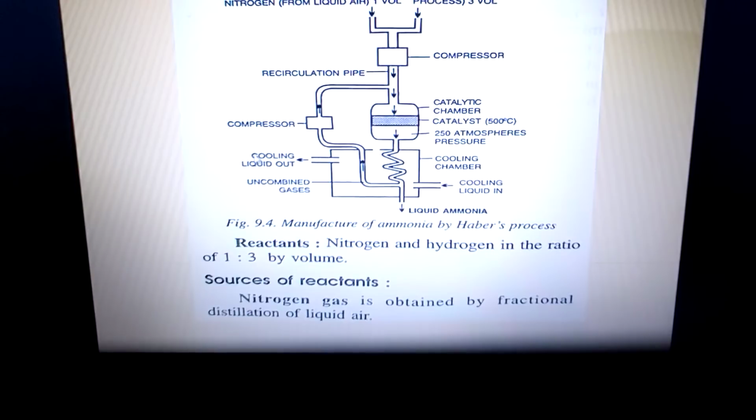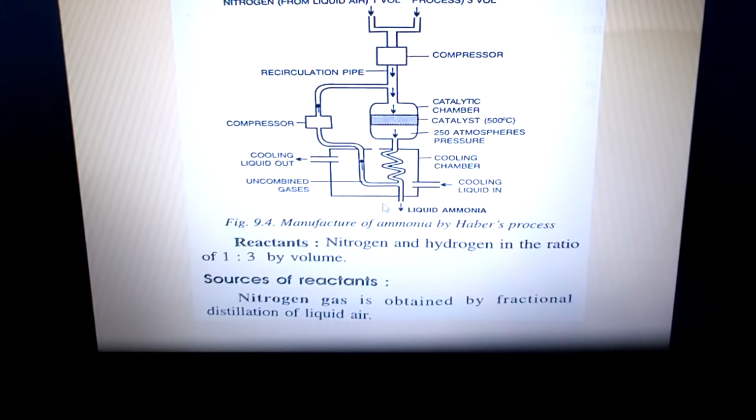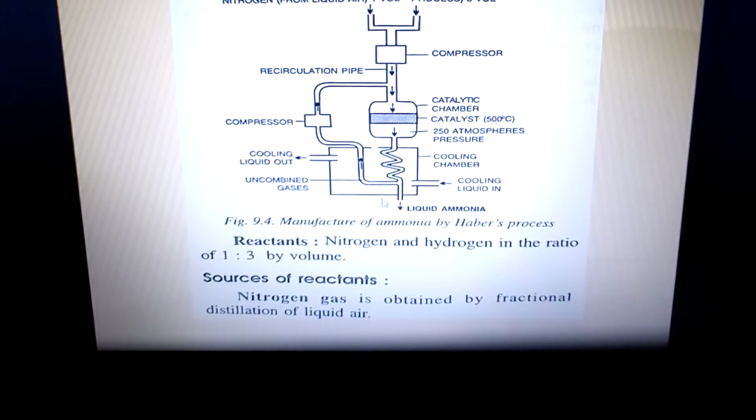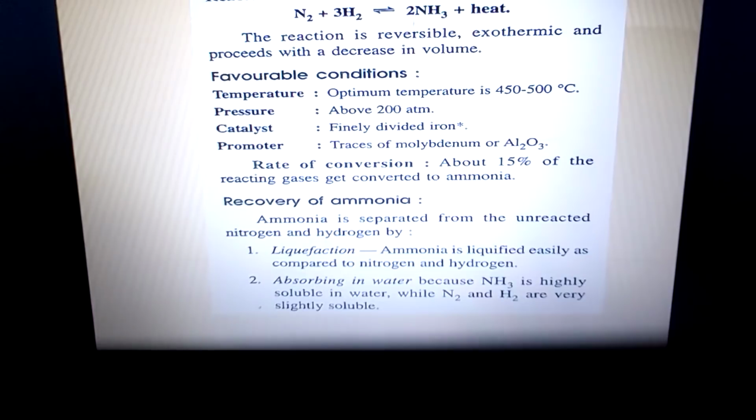Now, let us start with the reactants of Haber's process. Nitrogen and hydrogen in the ratio of 1:3. Now, from where do we get this nitrogen? This nitrogen we basically get from air. So, air is collected, it is liquefied, and after the liquefaction, we get nitrogen by fractional distillation. So, the source of nitrogen is air, that is fractional distillation of liquid air. Now, hydrogen we get from the Bosch process.